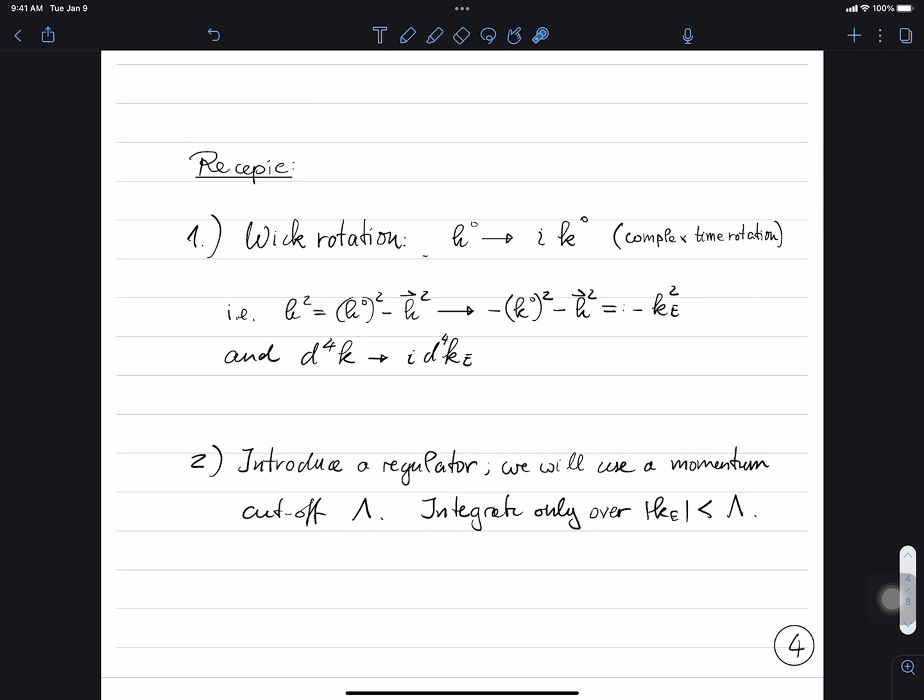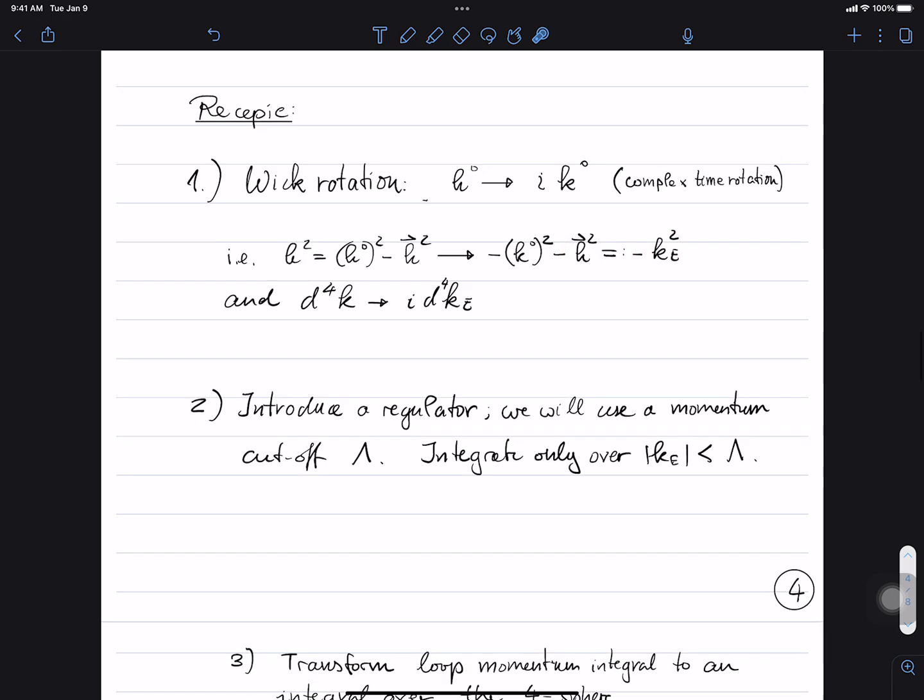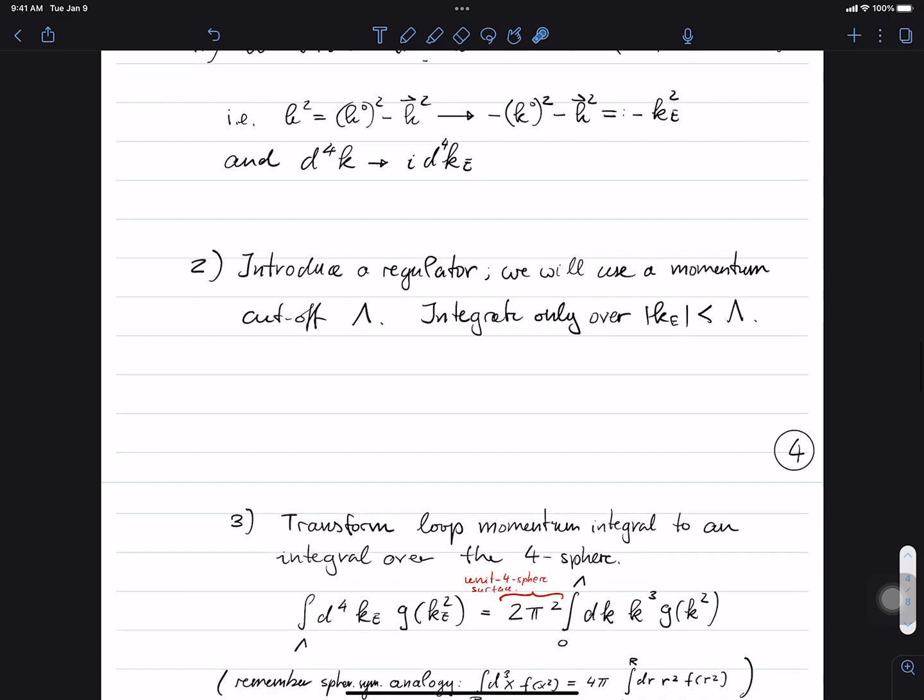So for the 4-momentum scalar product, usually we have k squared as k naught squared minus k vector squared. But now we get this i that gives a negative sign in front of this component. So we have a negative k naught squared, negative k vector squared, which gives us a total minus sign times the Euclidean norm of the 4-vector. And this d^4k gives us an i d^4k Euclidean from this factor. We just factored the i out of the measure.